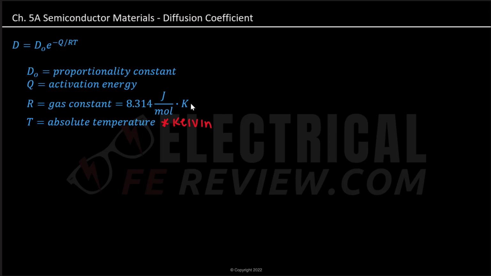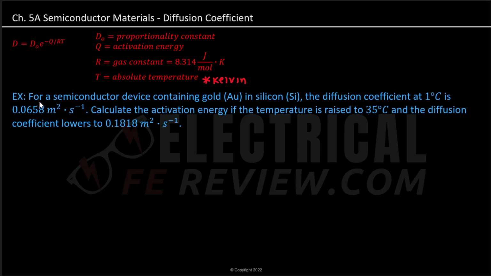Let's go ahead and look at an example to further understand. Our example states that for a semiconductor device containing gold and silicon, the diffusion coefficient at 1 degree Celsius is 0.0658 meters squared times seconds to the negative 1 power. Calculate the activation energy if the temperature is raised to 35 degrees Celsius and diffusion coefficient lowers to 0.1818 meters squared times seconds to the negative 1 power. We can start off by noting what the problem is asking, which is to calculate for the activation energy, also known as the variable Q.